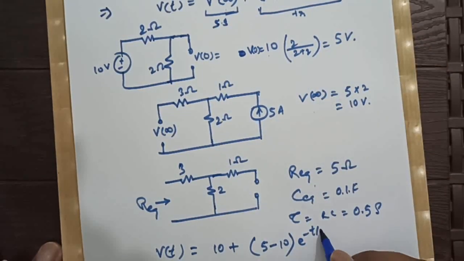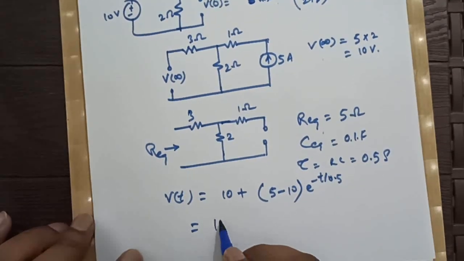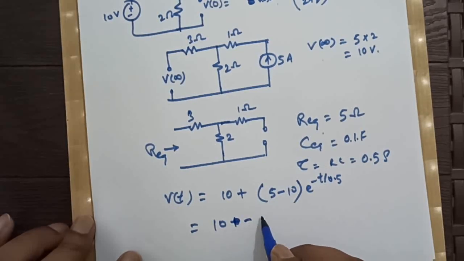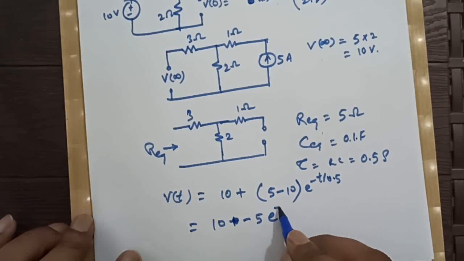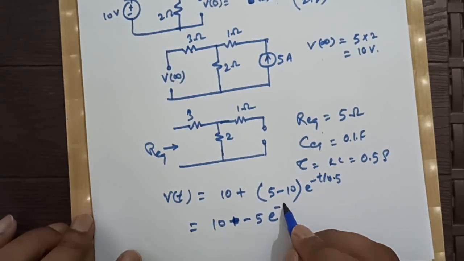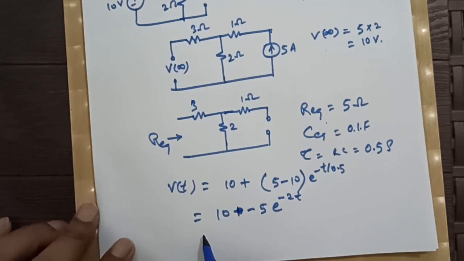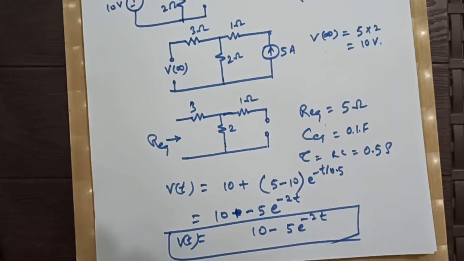into e to the power minus t by tau. Our tau is what? 0.5. So after solving this, we will have 10 plus 5 minus 10, it will become minus 5, right? E to the power minus 2t, right? So this was the 10 minus 5 e to the power minus 2t. This is the complete expression for voltage across the capacitor.